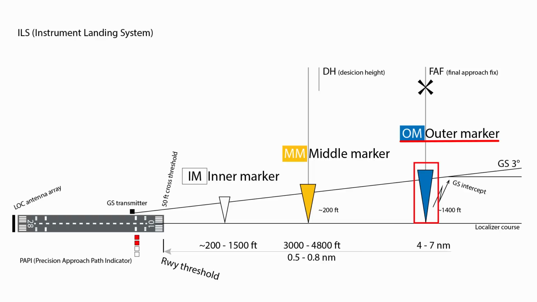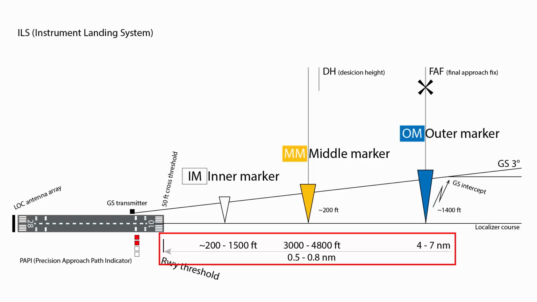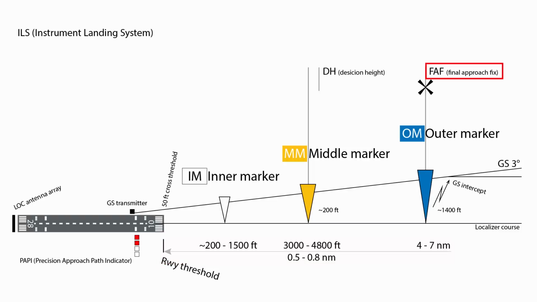If you fly over the outer marker, a blue light with the letter O in it will illuminate, an amber light with the letter M when flying over the middle marker, and a white light with the letter I over the inner marker. It is also possible to hear a tone. I put the approximate distances from the markers to the runway threshold at the bottom. The final approach fix, FAF, is mostly marked with a cross.